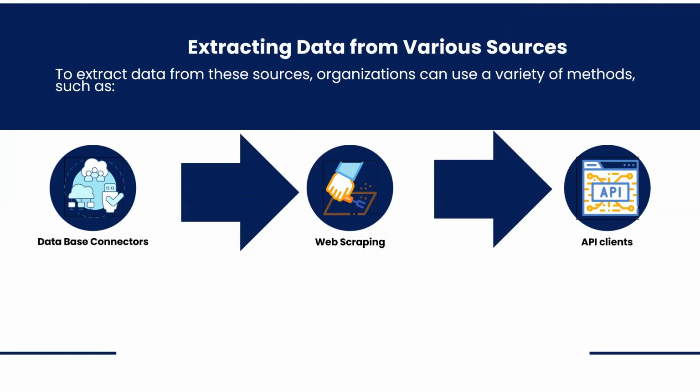Then after cleaning the data, it's important to notice that data can be extracted from different sources, and different methods can be used. Database connectors are used when we want to extract our data from databases. Then API clients are used when we are using APIs as our data source. And we use web scraping tools and programs to scrape data from the web. And these are mainly the specific methods used for extracting data from different data sources.